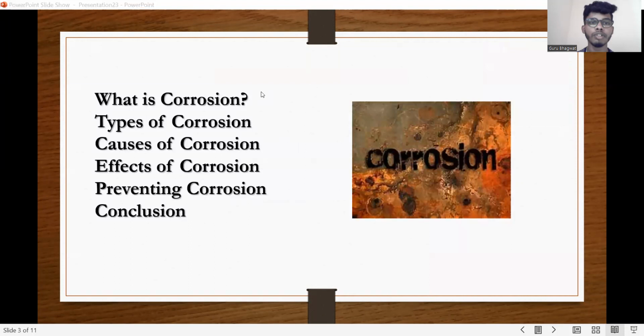In this presentation we are going to explain what corrosion is, types of corrosion, causes of corrosion, effects of corrosion, and different methods of preventing corrosion. Then the conclusion.